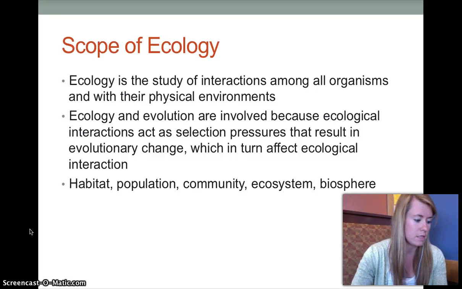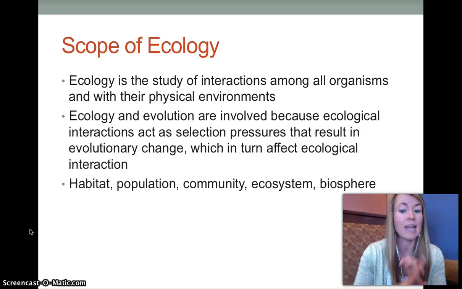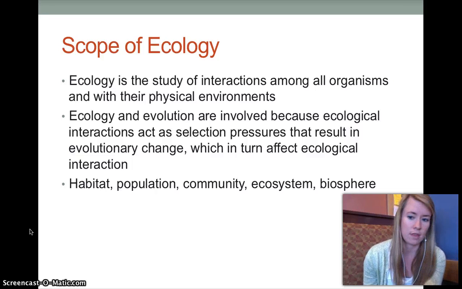Then we move on to ecosystem, which includes biotic and abiotic factors, so that's living things and non-living things. So that's the weather and the terrain and everything like that. And then lastly is the biosphere, which is all of the zones of the earth, soil, water, and air, where living organisms are found.